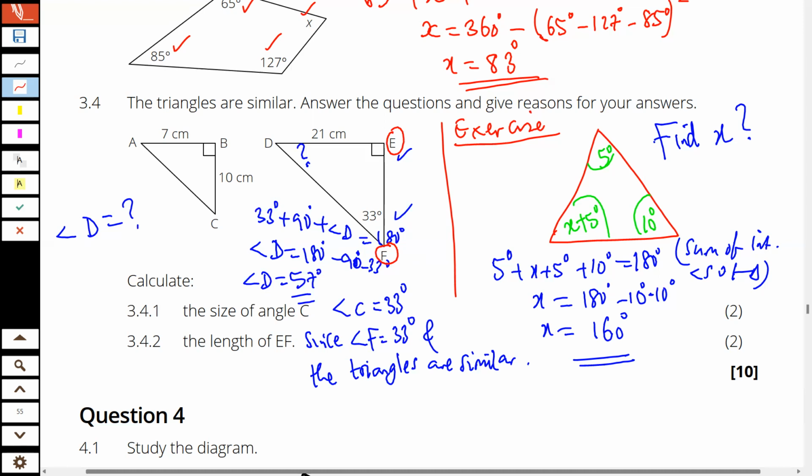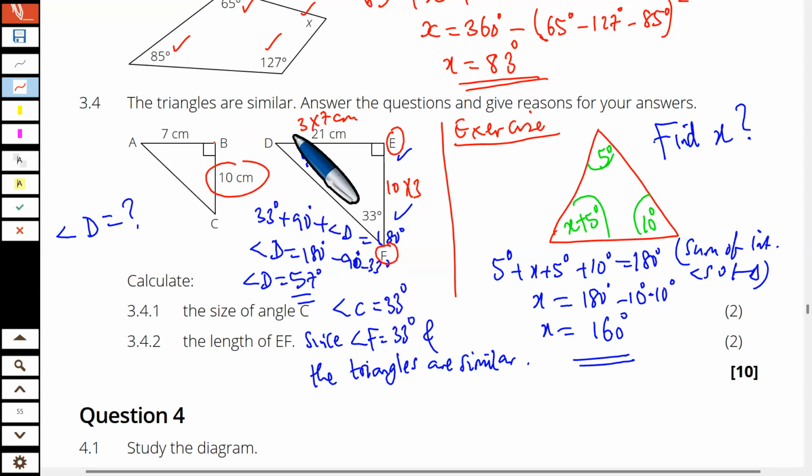Is it 11 centimeters? All right, now look at what happened. So in other words, 7 was changed into 21. So 7 becomes 3 times 7. So if it's 7, then multiply by 3. If it's 10, you multiply by what? By 3.